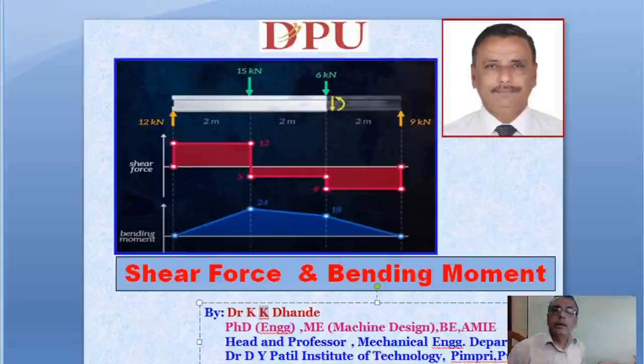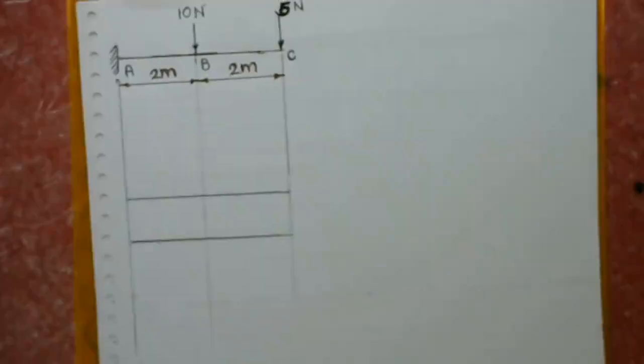Hello friend, this is our third lecture on shear force and bending moment diagrams, and today we are going to discuss numericals on a cantilever beam subjected to point load, after that subjected to UDL, and subjected to a combination of point load and UDL. Now let's see our first numerical.